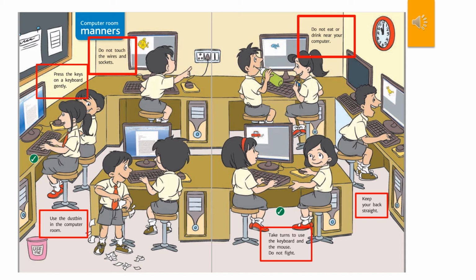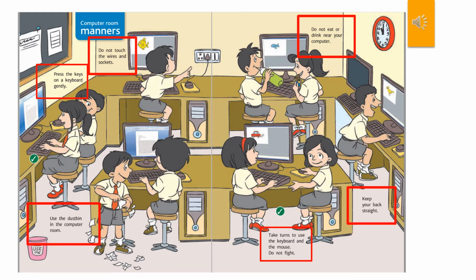The third one is, keep your back straight. If you do not keep your back straight with wrong posture, it will lead to health issues. The next point is, use the dustbin in the computer room. So you should not litter your computer room. Use your dustbin and keep your computer room neat and clean.